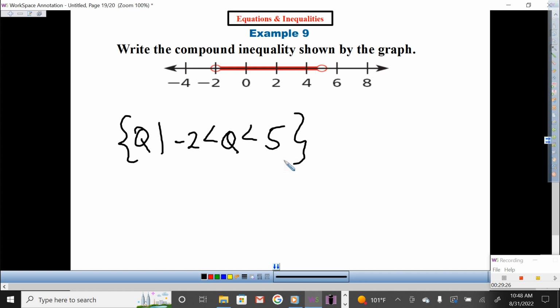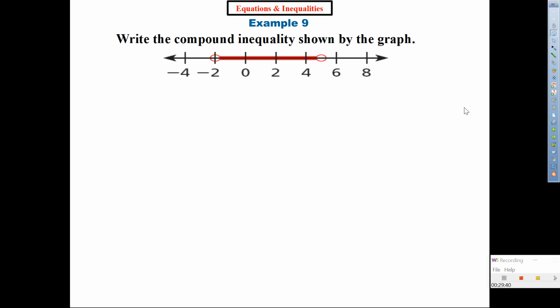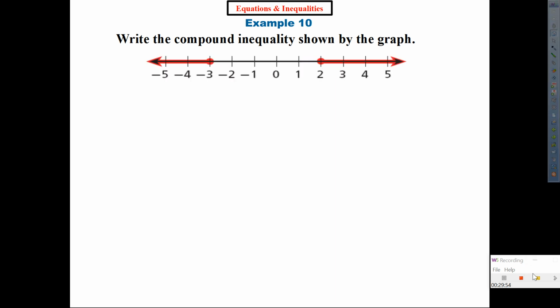Piece of cake? Yeah. Choco flan. All right. Let's do another one. Copy this one, number 10. Tell your neighbor which compound is that? Yes, or. Give some time for that. Hurry up, and we'll do that together.